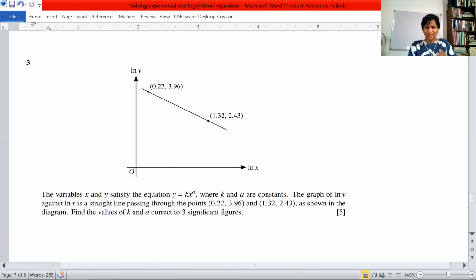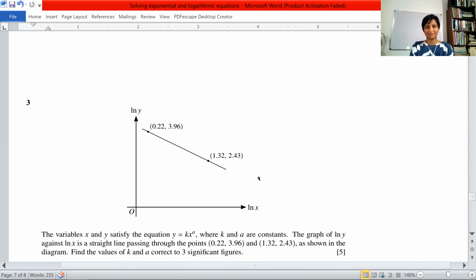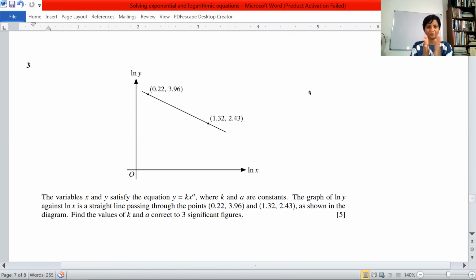You just take the relationship they have given, take ln on both sides, and just find the constants. Can you quickly do this on your own?